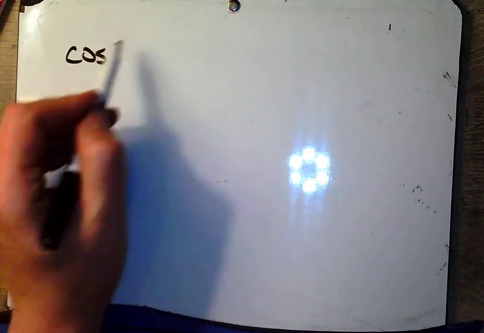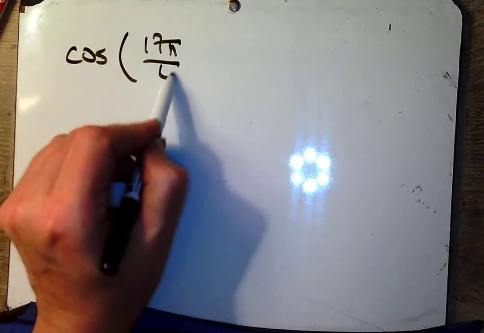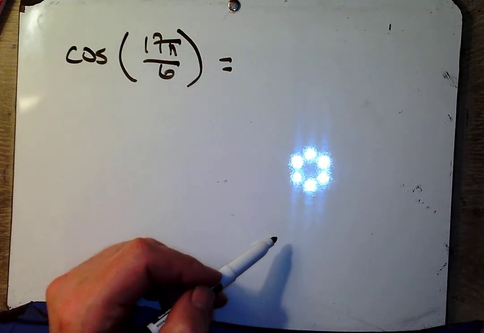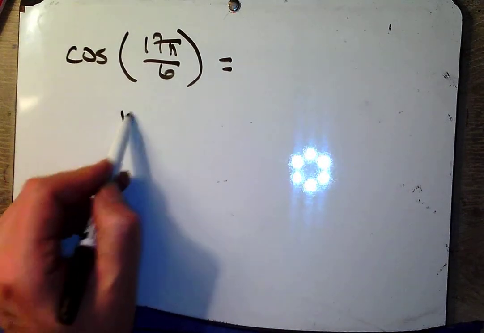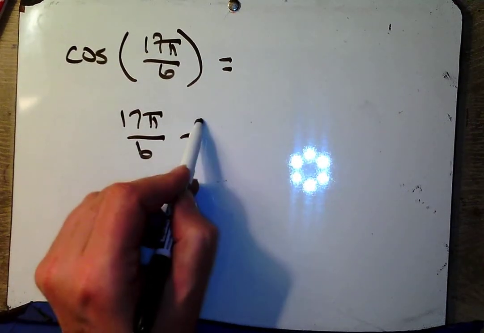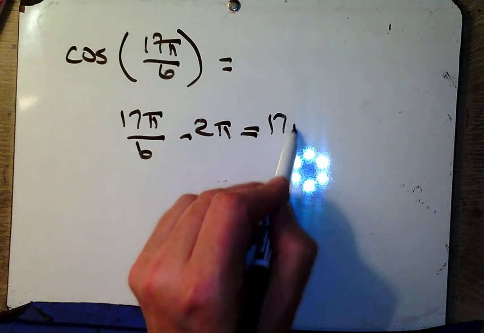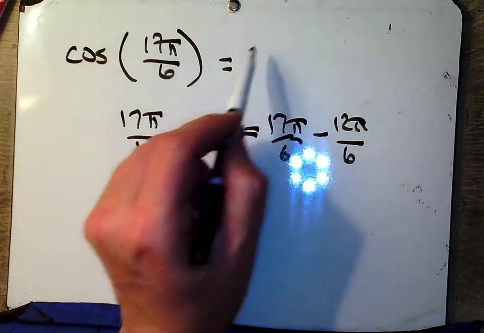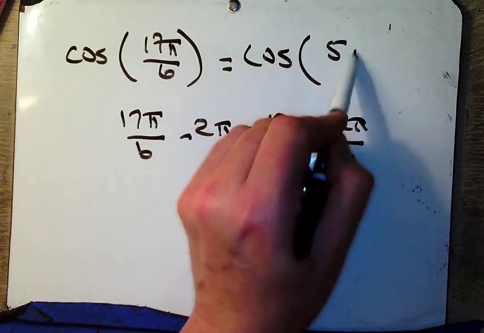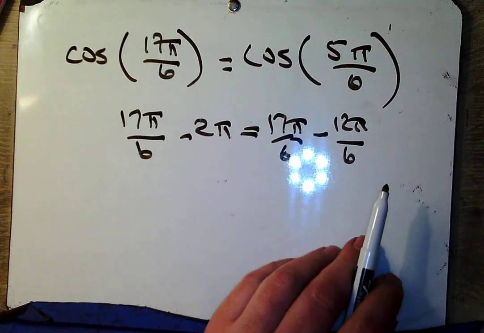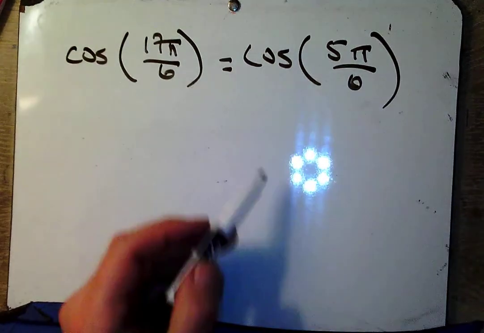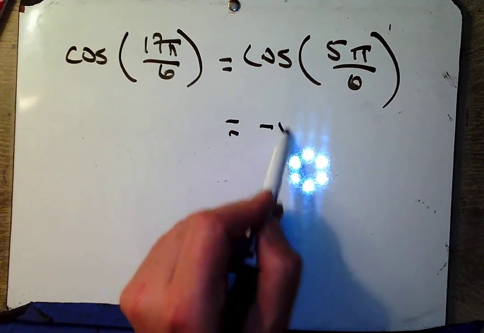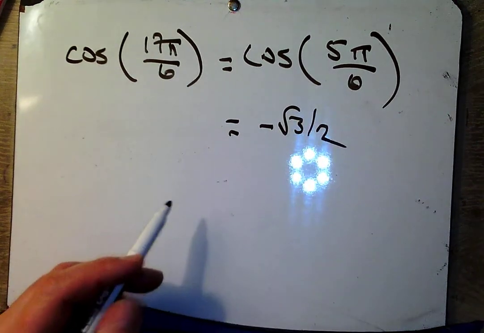How about the cosine of 17 pi over 6? What do we get for that? Cosine of 17 pi over 6. Well, 17 pi over 6 minus 2 pi is 17 pi over 6 minus 12 pi over 6, and so that's the same as 5 pi over 6. What's the cosine of 5 pi over 6? Well, what's the x value over there? And that is negative root 3 over 2.